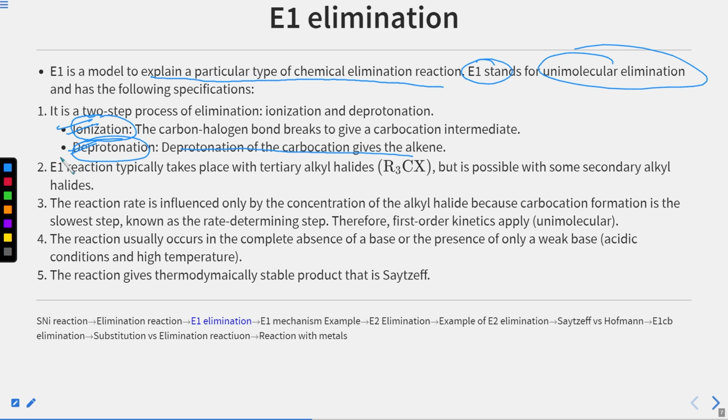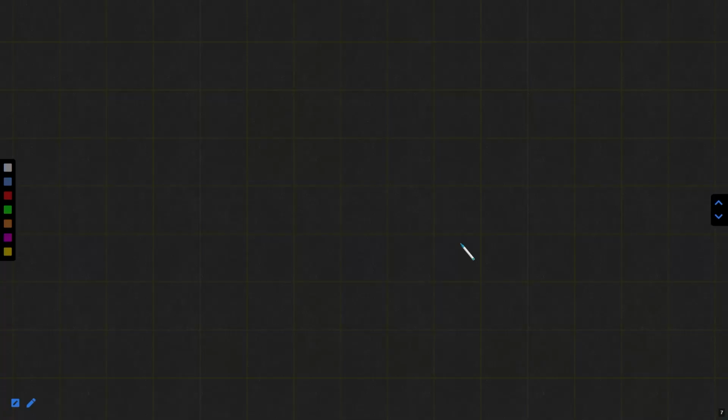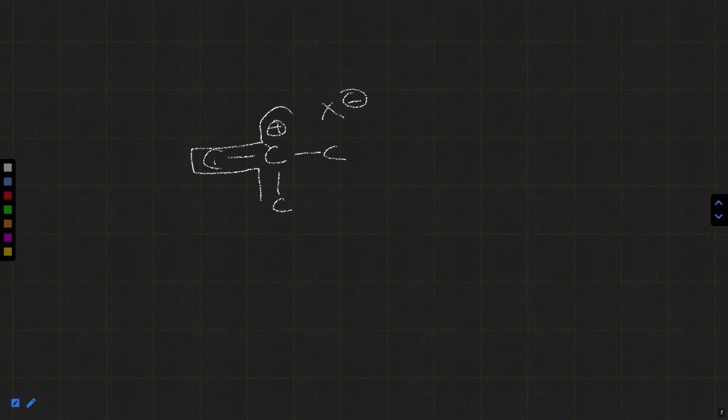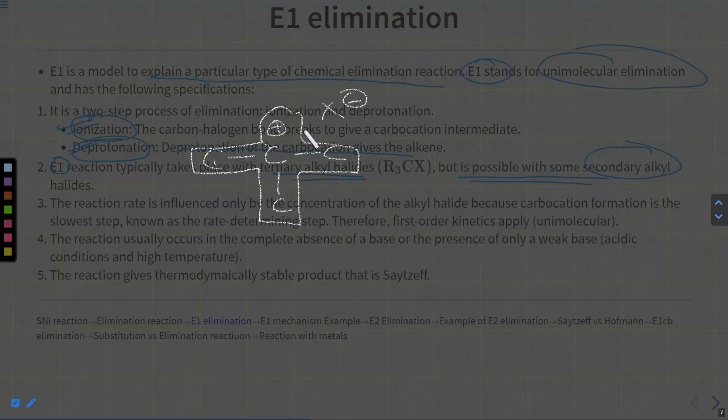Now, E1 elimination is better for tertiary alkyl halides, and it is also possible with some secondary alkyl halides. So why is it written that way? Because if you see here, what is being formed? Suppose this is your X. Now you have removed X, it will take the negative charge and this will be positive. Now again you are getting a carbocation, and you know what the stability of a carbocation is, how it is affected by hyperconjugation and your inductive effect.